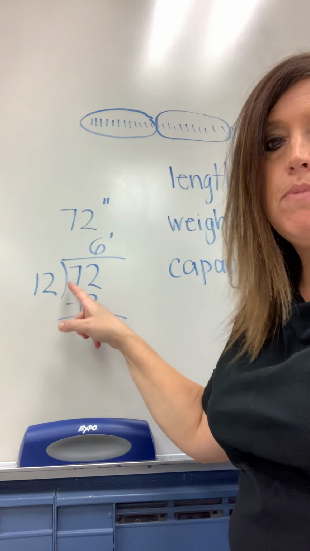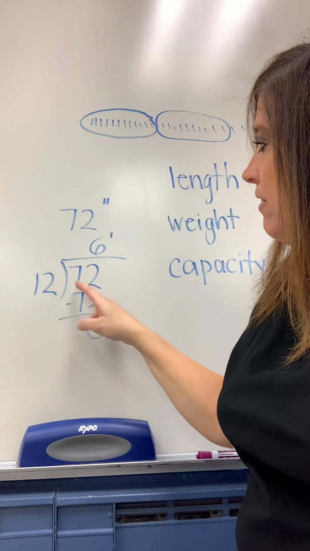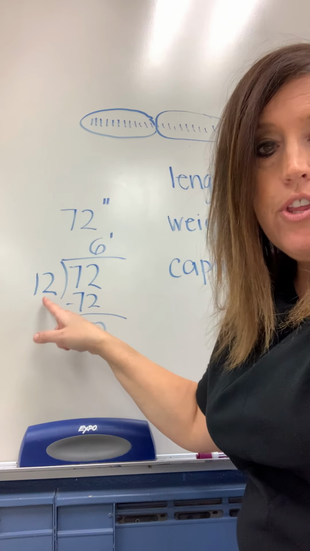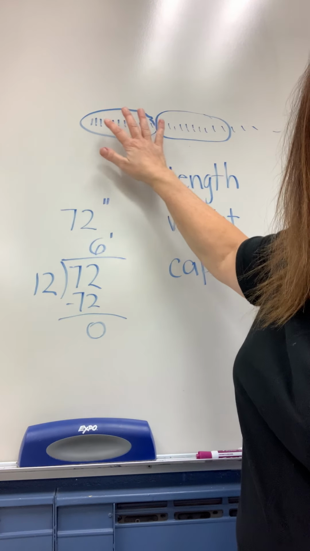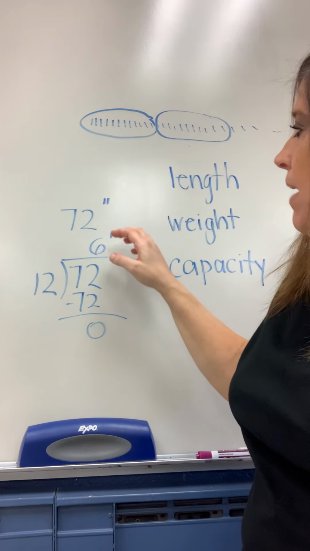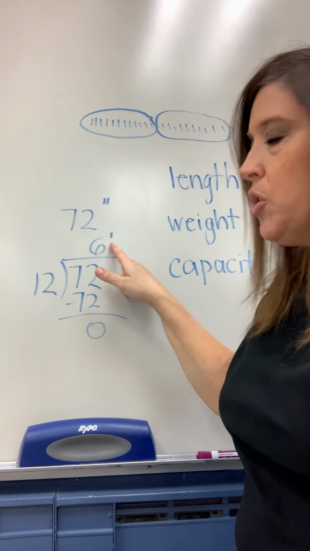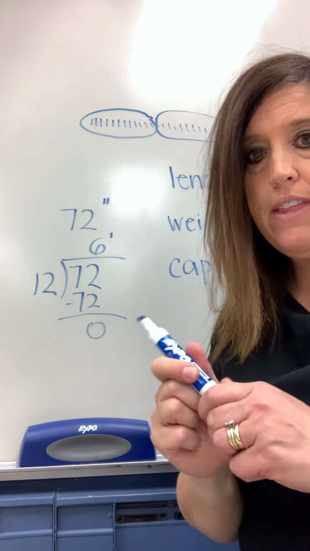So here's my problem then. I'm taking all 72 inches and dividing them up so that I have 12 in each group. So I'm dividing by 12. If I were to continue to do this method and show this model, I would end up having 6 groups, which is what the 6 feet represents. Okay, so hopefully that makes sense to you.